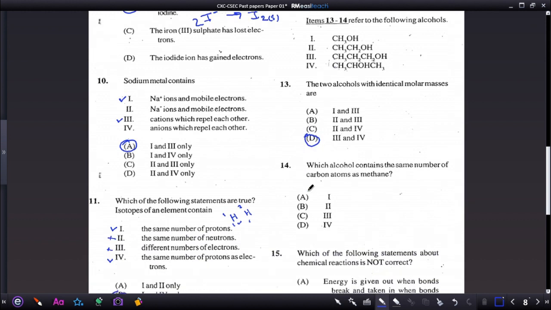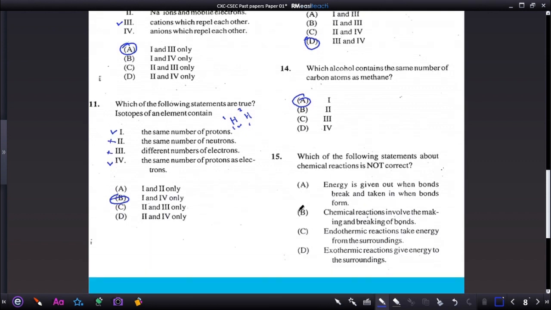Quick. Which alcohol contains the same number of carbon atoms as methane? Again, methanol would be that alcohol. The difference between methanol and methane is that they substituted the hydrogen for the hydroxy group. So it would be 1, which is A.